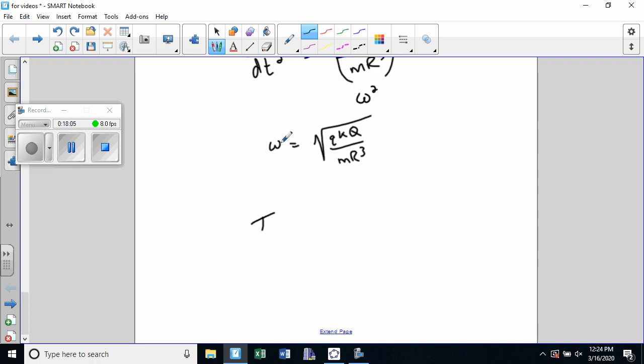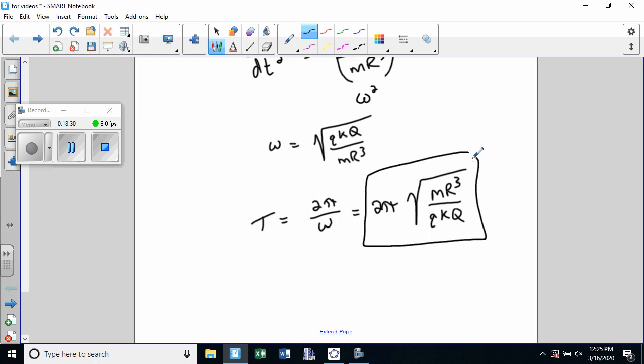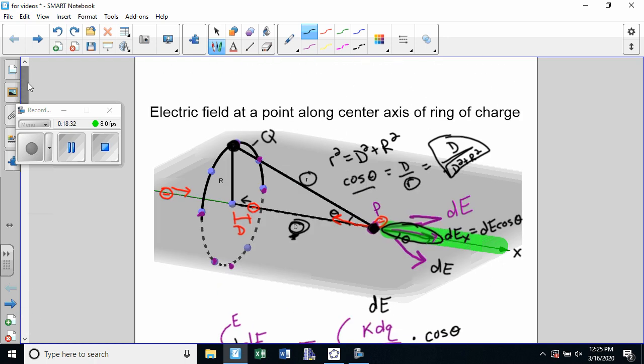And we know the period of this oscillation is going to be 2 pi over omega. Again, I don't like having that fraction and that square root in the denominator, so I'm going to go ahead and flip that fraction over. So this becomes 2 pi times the square root of m r cubed over q k Q. And that's the period of oscillation for a negative charge with a small amplitude along the center axis of this ring of charge.